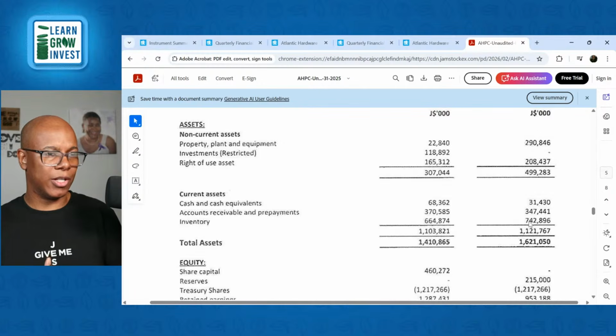Next, we have inventory. So inventory, you really want to just see this number being managed. So they had 742 million of inventory. Now it's down to 664. It just means that that was either converted to cash or was converted to accounts receivable, right? That's what that means. So we see their overall assets decreased from 1.6 billion to 1.4 billion.